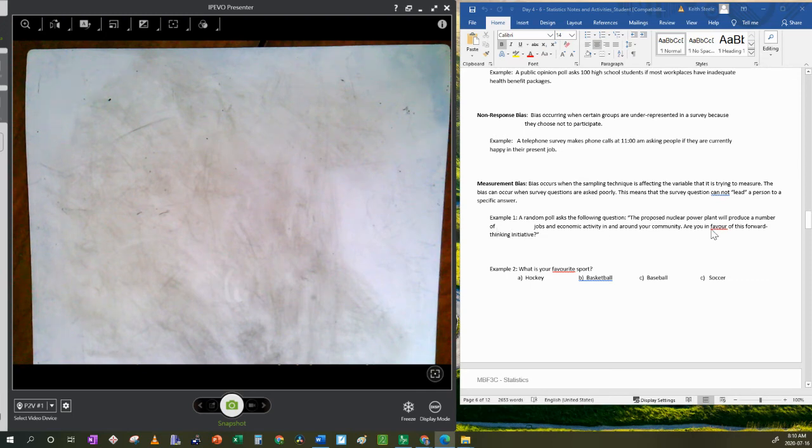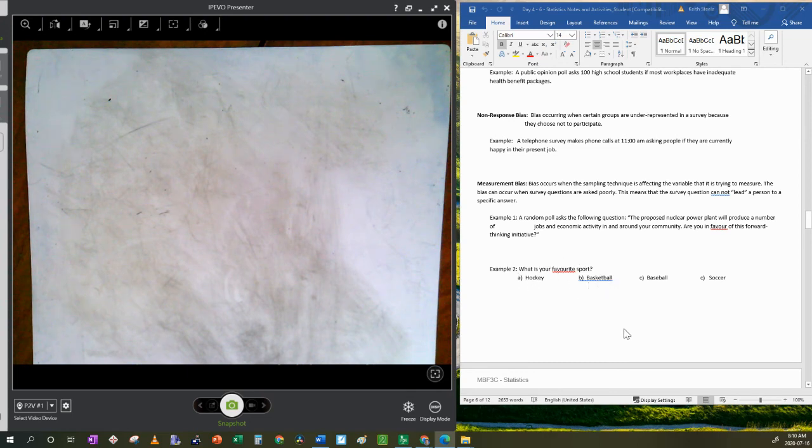Then they're using the word favor, like favorable. Then they're calling it a forward-thinking initiative. So they're phrasing this entire thing in a positive light, right? They're praising this entire thing as though it's already positive. So people are more likely to agree. Like you're going to say no, I don't want jobs and economic activity. That doesn't make any sense, right? So that's one example. Another example here, right?